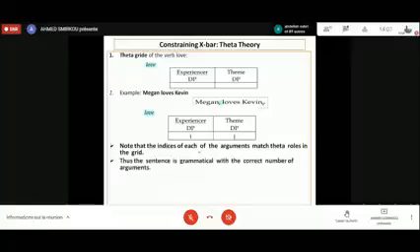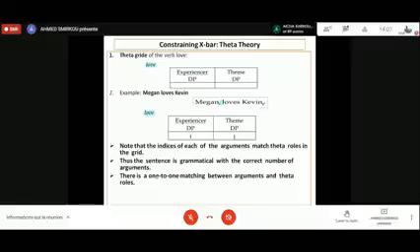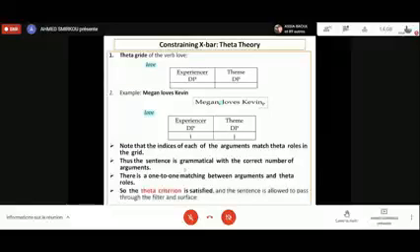Yes, Professor. Okay, so thus the sentence is grammatical with the correct number of arguments and the correct number of theta roles. There is a one-to-one matching. Please remember this sentence. You have to write it in the exam. You have to say that the sentence is grammatical with the correct number of arguments, and there is one-to-one matching between arguments and theta roles.